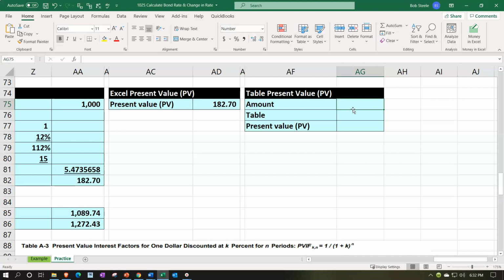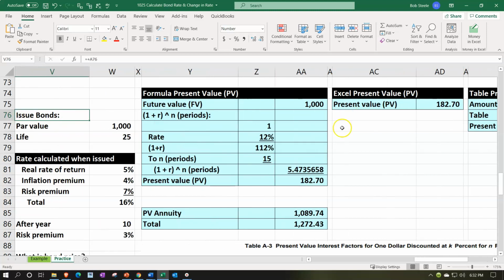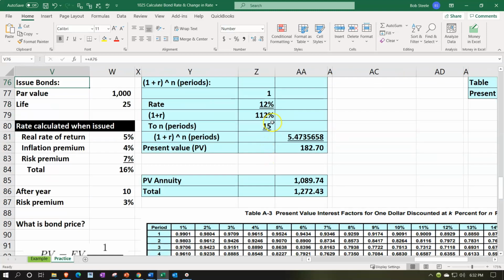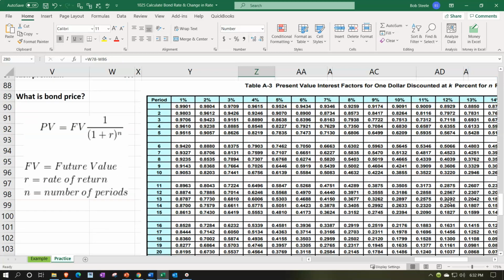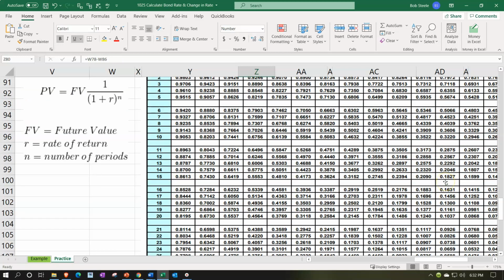And then we'll pick up this 1,000 again, this time with the tables, making sure we got the right tables. Present value of 1, not an annuity. We're looking at 12%, 15 periods. There's the 12 on the percent side of things. There's the 15 on the period side of things. We're looking for 0.1827.